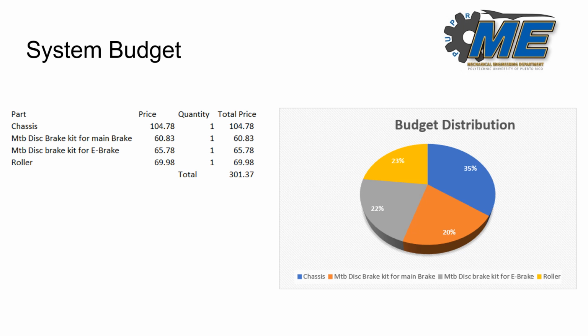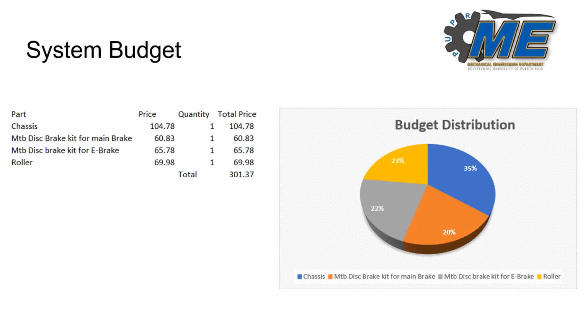Now for the system budget of our project, the dynamometer. The budget is divided into subsystems, which include the chassis, the disc brake kit for the main brake, the emergency brake, and the roller. First off, we have the chassis, which has a total cost of $104.78.